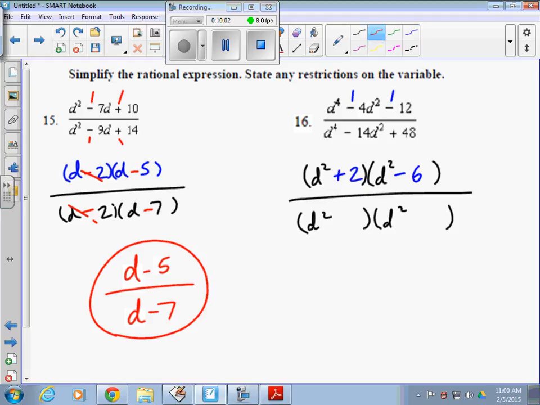48 has a lot of factors, 1 and 48, 2 and 24, 3 and 16, 4 and 12, and 6 and 8. Which pair gets you to the number 14? 6 and 8 are the only ones that are going to get us there. Same sign, both negative. Minus 6, minus 8. What's exactly the same at the top and the bottom? The D squared minus 6 part is exactly the same. So D squared plus 2 over D squared minus 8.